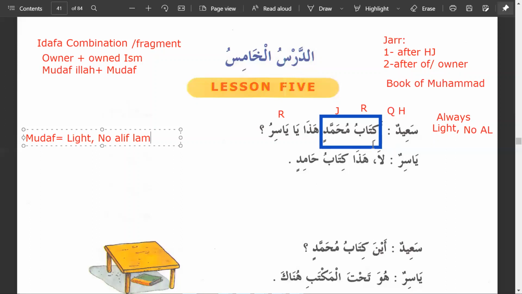The mudaf ilayh, this is mudaf. Let me write it down here. Muhammadin is mudaf ilayh and book is mudaf. So this is mudaf, the owned ism, and mudaf ilayh, which is jar in status, is the owner, and in translation, it is the word after of. Muhammadin is the word after of. Book of Muhammad. Are you getting it?